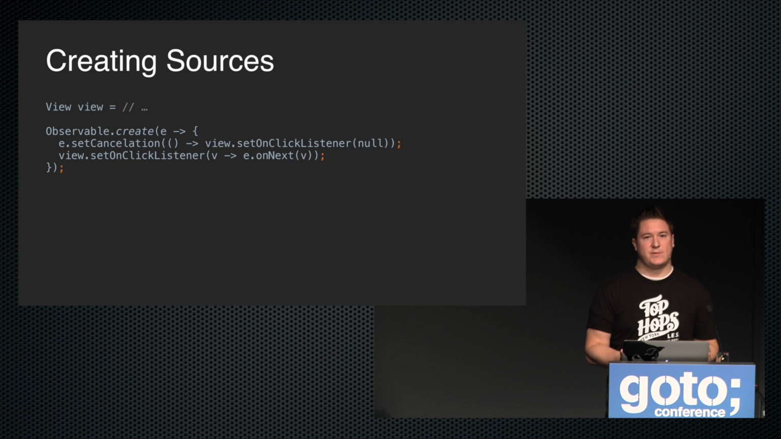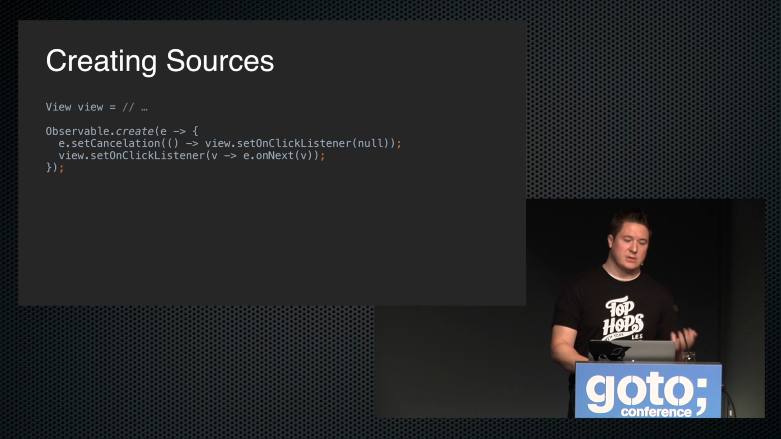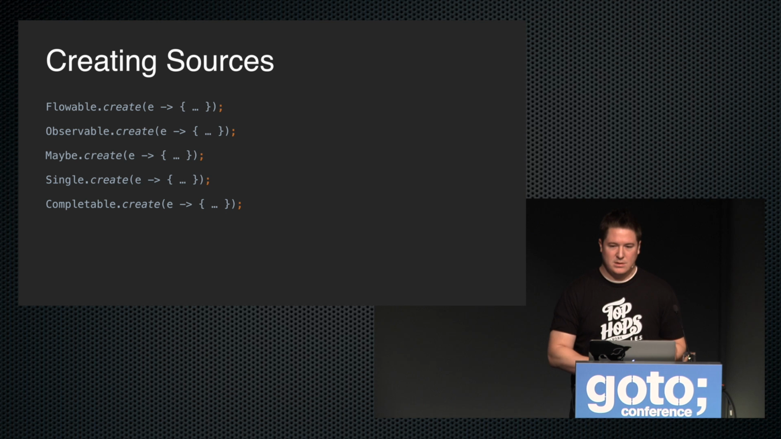This is also super useful for Android because it's how we model interactions with the UI. When you subscribe to an observable, we want to say start listening to button clicks. And then when you unsubscribe, we want to remove that listener so we don't end up leaking that reference to the view. Creating observables with this emitter works on all 5 types.